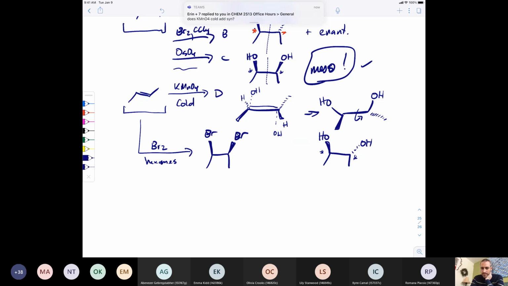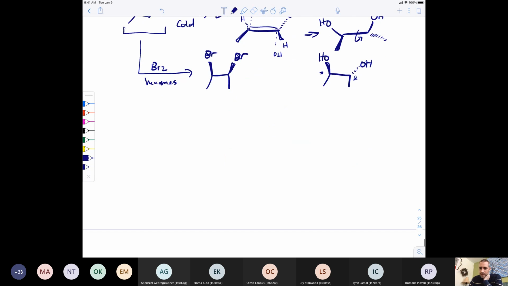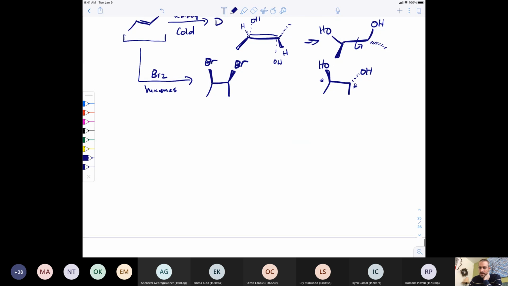I saw a comment pop up from Lizzie. Still confused what makes the mechanism syn. Could you please explain what that means? KMnO4 cold does add syn, yes.